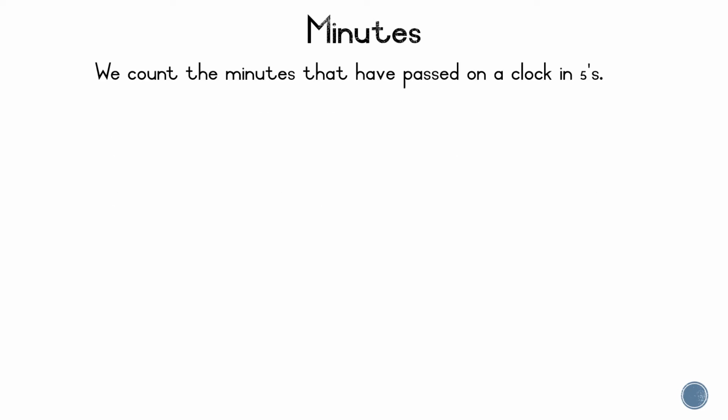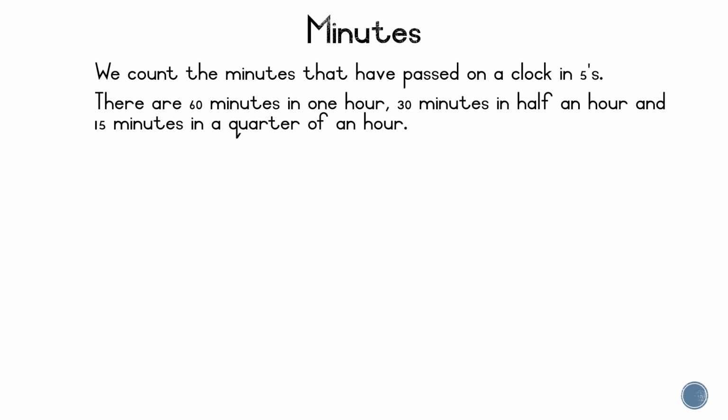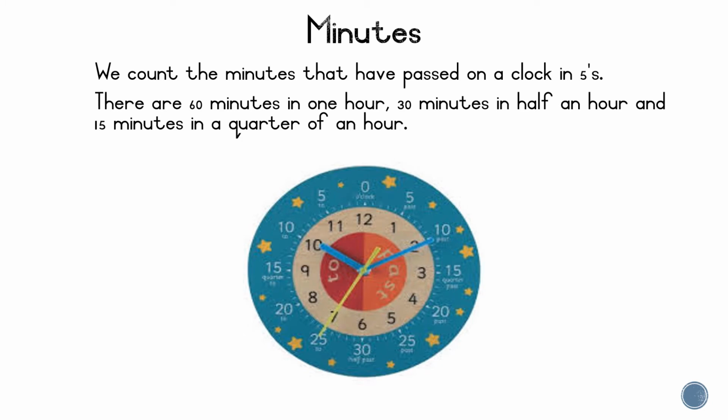We count the minutes that have passed on a clock in fives. There are 60 minutes in 1 hour, 30 minutes in half an hour, and 15 minutes in a quarter of an hour. Here we have a special clock to help us to read the time. This clock has been divided in halves. 2 halves. On the right side we have past when we read the clock. And on the left side we have to when we read the clock.